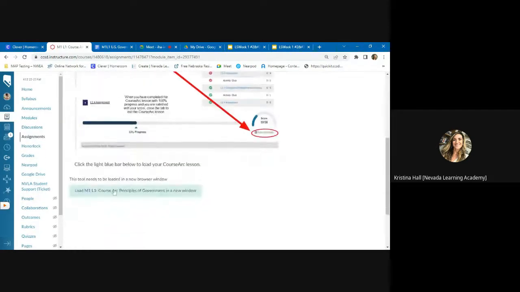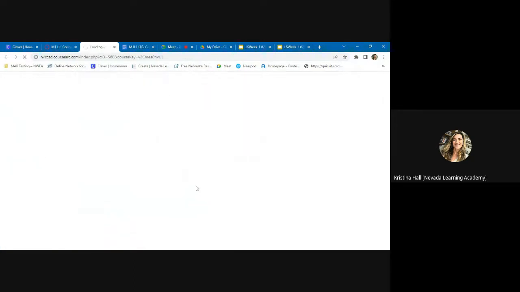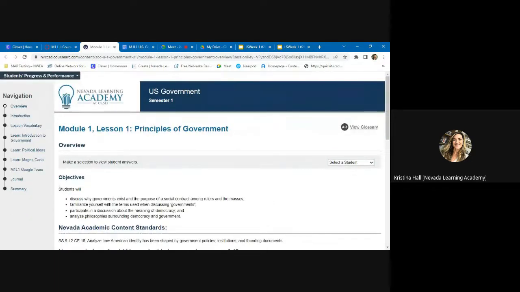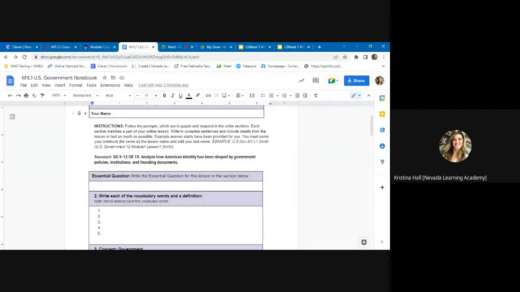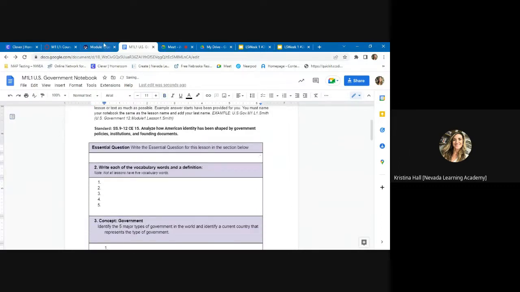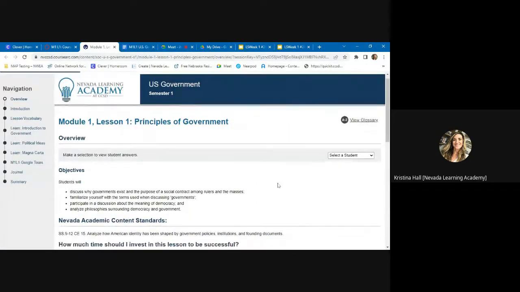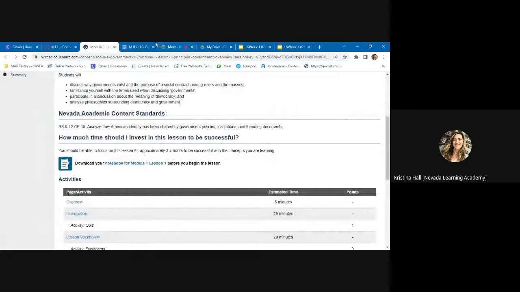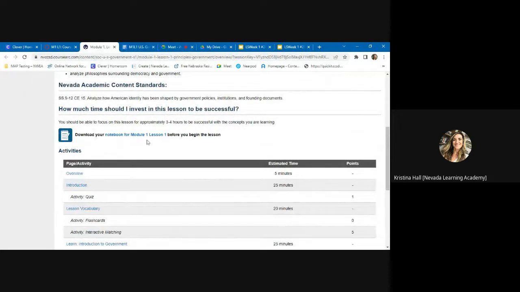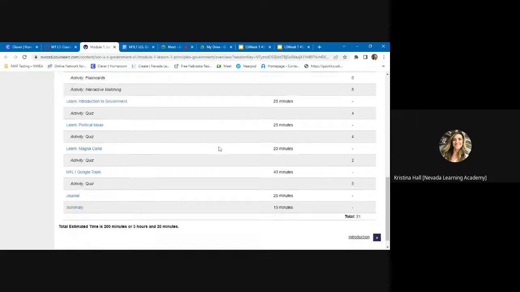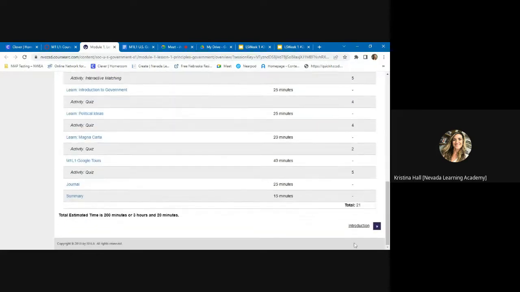We click on the blue launch, and it launches us into the Course Arc program. This is going to correlate with the notebook. So I put in my name. And then as you go through this, it is going to correlate with the notebook. You're always going to have an intro page. There's also another link to the notebook, so if you didn't open it on the last page, you could do it here. And it's going to outline that.